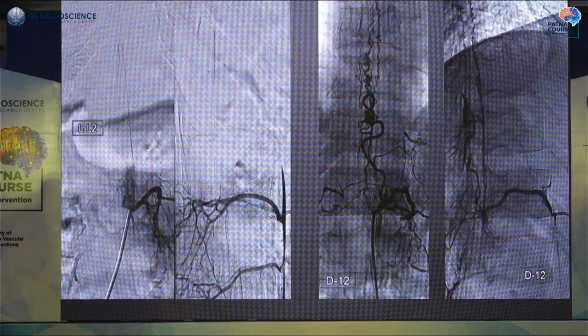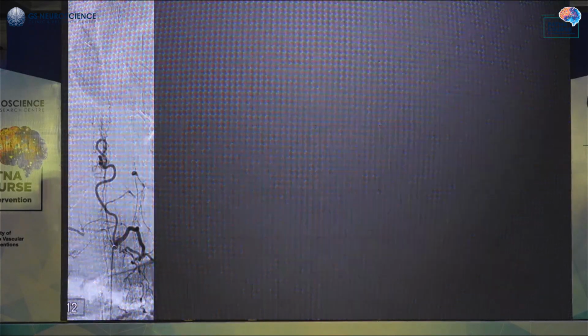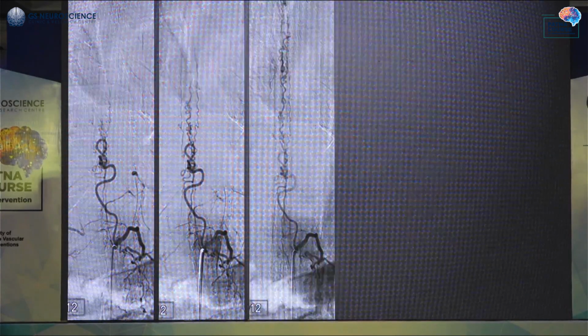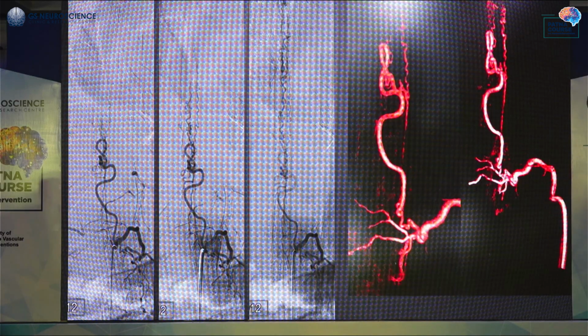This was another young guy presenting with a dural fistula. Obviously you find your anterior spinal and you can see, and then the dural fistula you localize. Its venous drainage can be so extensive. The venous drainage is all over the spinal cord.